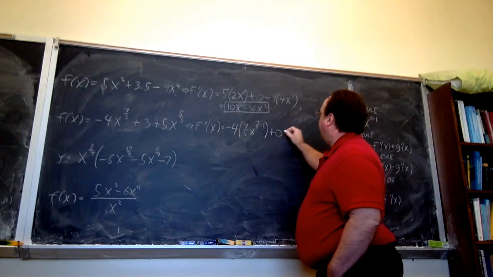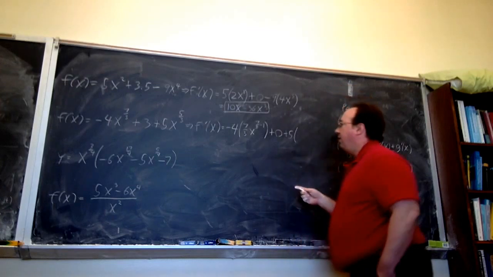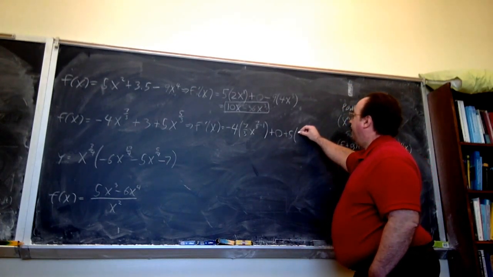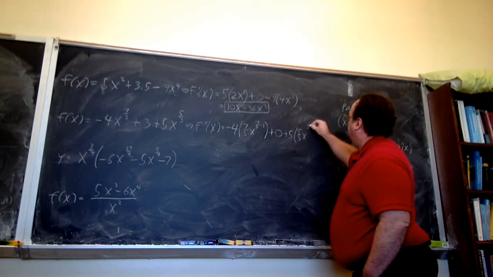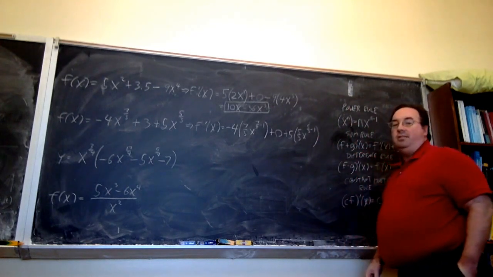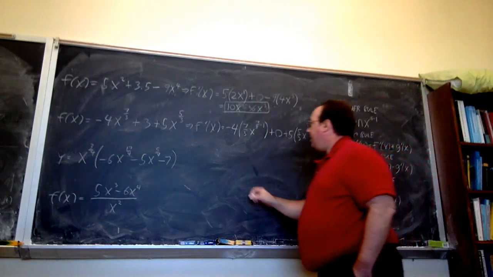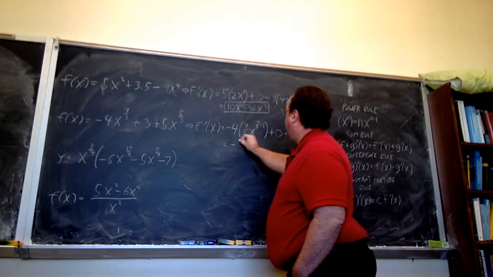And then for the next term, we have 5 times the derivative of x to the 5/3. And that plays out in similar ways to the first term. So we have 5/3 x to the 5/3 minus 1. So now we just need to go ahead and simplify. So minus 4 times 7/3, that's minus 28/3.